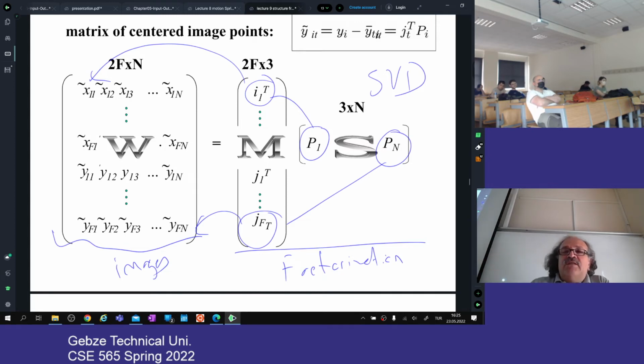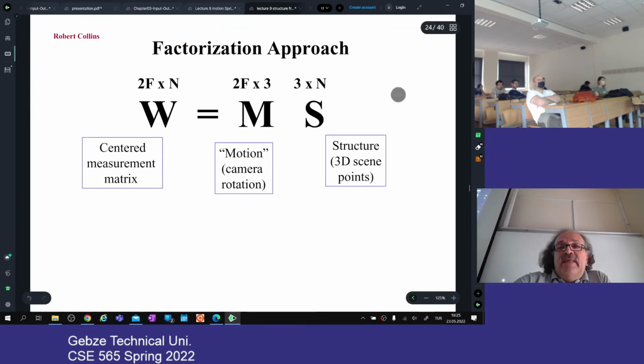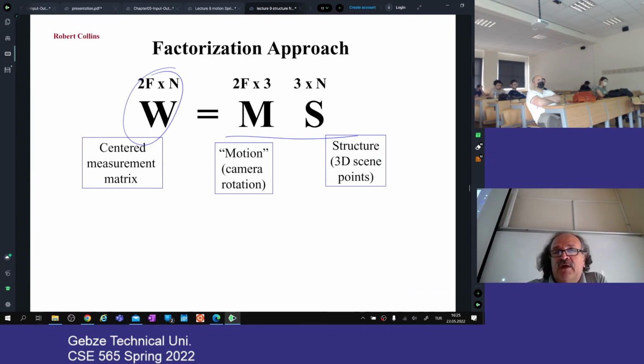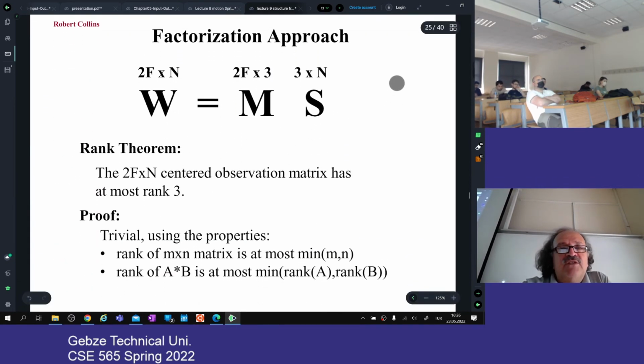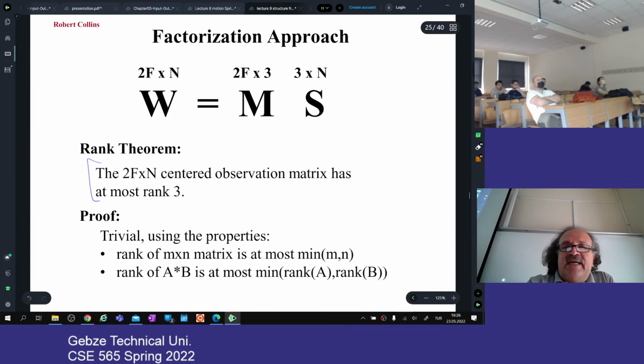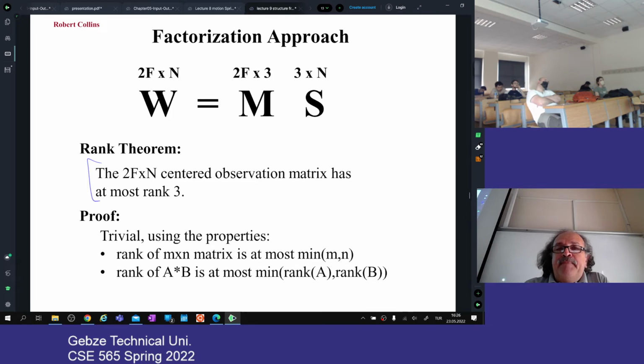Why? Let's look at this one. The linear algebra theory says that if you multiply this one with this one, you are going to get this. I have this matrix, but I don't have those. I am trying to get those. This is how I'm going to do it. Okay, factorization approach. Rank theorem says that this matrix can have at most a rank of 3.